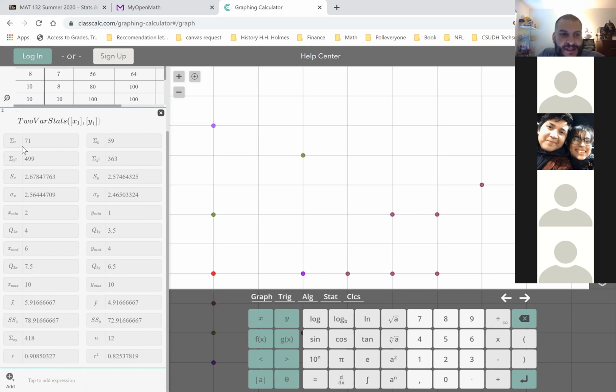So this will literally do everything for you. If I ask you to just get these summations, do a 2 bar stats and it will give you the summations. And then you enter into the formula, and if you don't even do anything to the formula, you get the R value. And it would be as easy as that. All right. Everybody good on how to find the R value using ClassCalc?